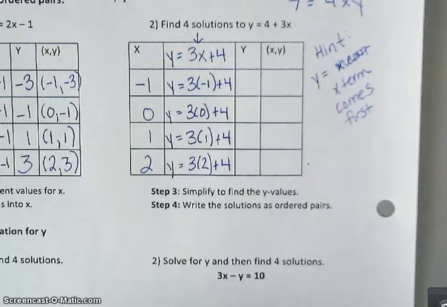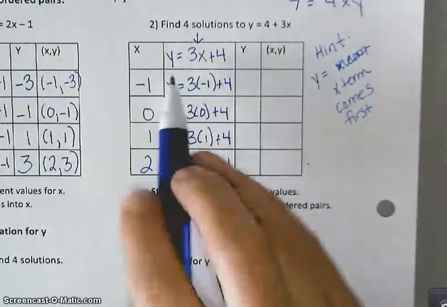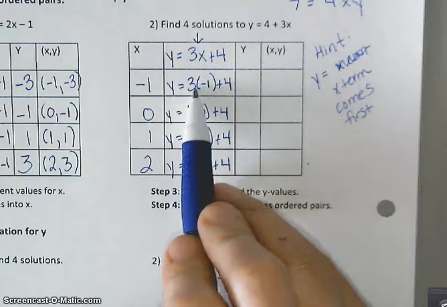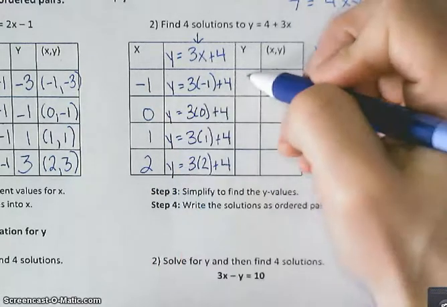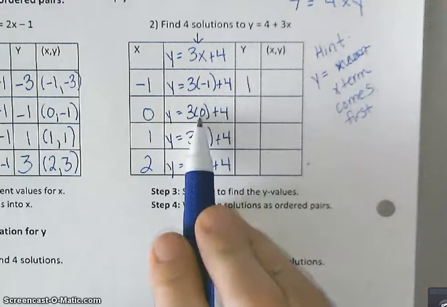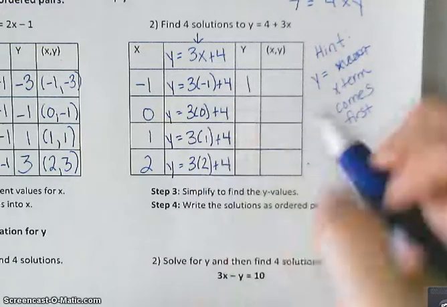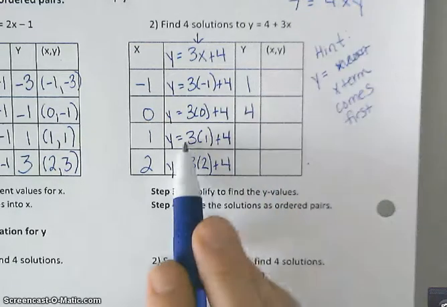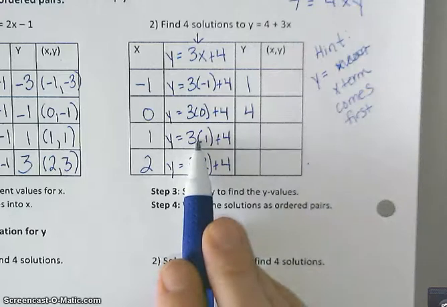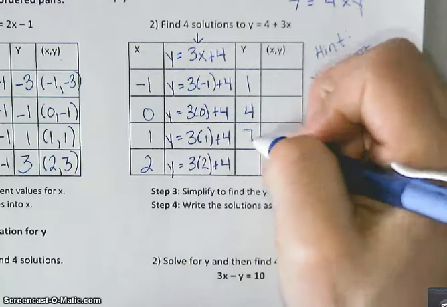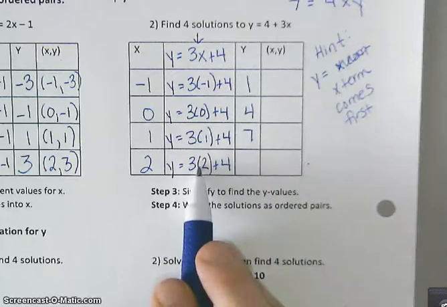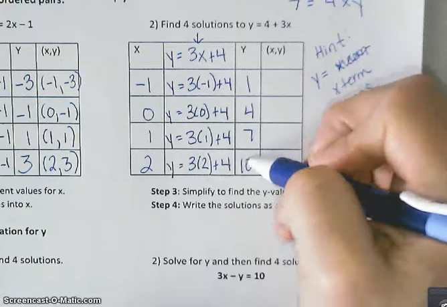Step 3, simplify to find the values. So 3 times negative 1 is negative 3 plus 4 is 1. 3 times 0 is 0 plus 4 is 4. 3 times 1 is 3 plus 4 is 7. And 3 times 2 is 6 plus 4 is 10.